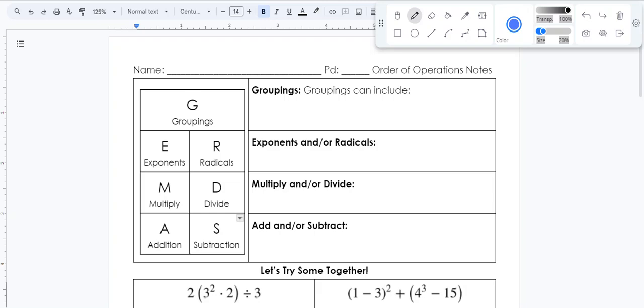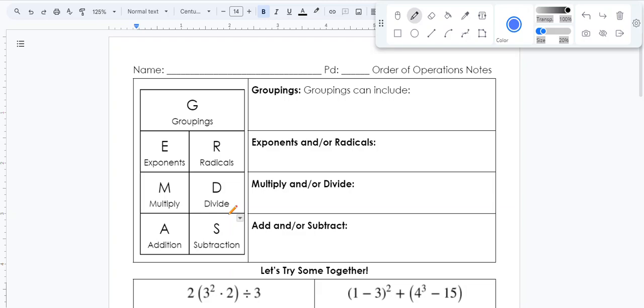Welcome to math. Today we're going to learn how to do the order of operations. Okay, so order of operations. The way I teach this is GERMDAS. You might have heard it called PEMDAS last year, right? And PEMDAS means the P stood for parentheses.